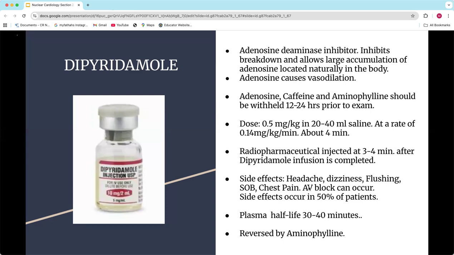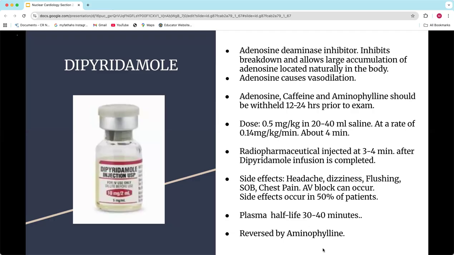Side effects, again, are similar with this one because we're still talking about adenosine. And so you can see usually the side effect profile is a little lower in terms of percentage. I don't know if that's just because it's the natural adenosine in your body versus a big bolus of it externally, but the percentage is a little lower. Plasma half-life is 30 to 40 minutes. So this is different than adenosine in the sense that you can't just stop the injection and things go away. It takes longer for the breakdown of adenosine to naturally occur in your body again.